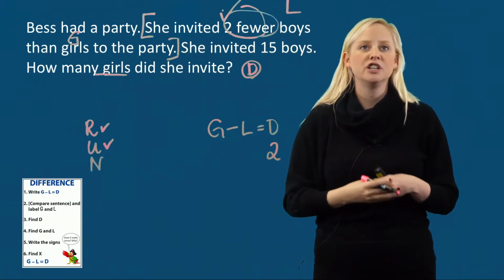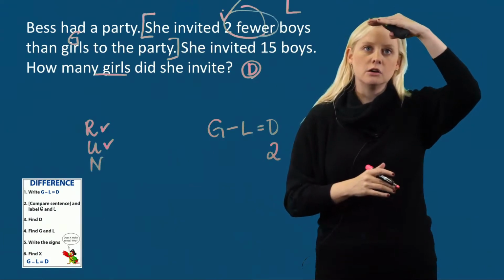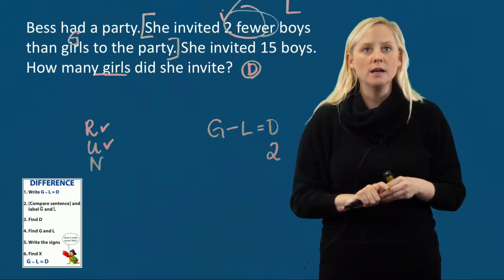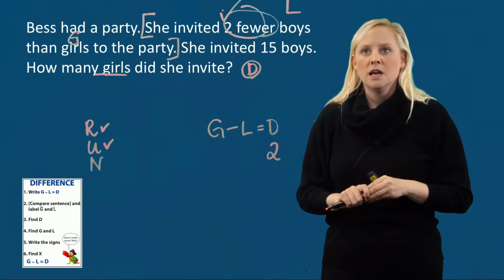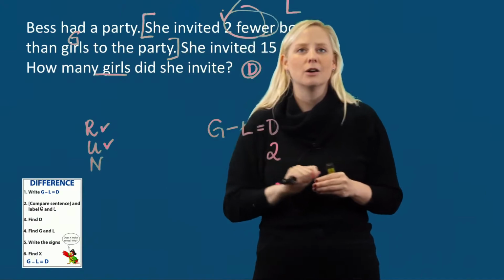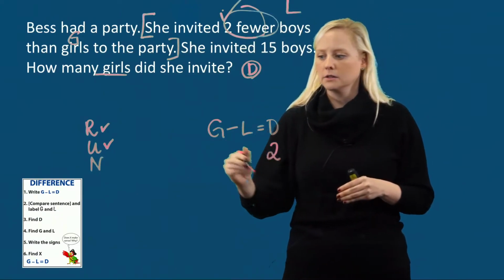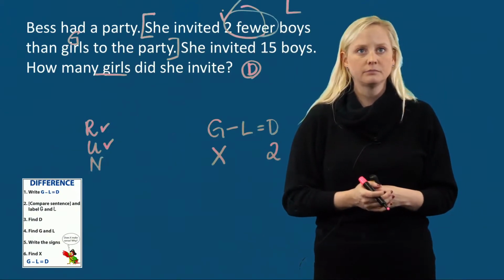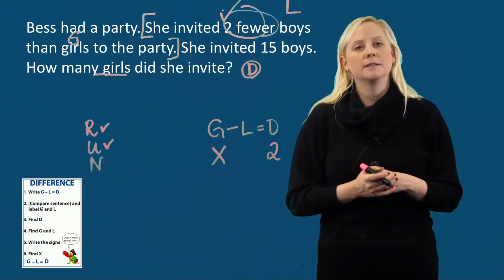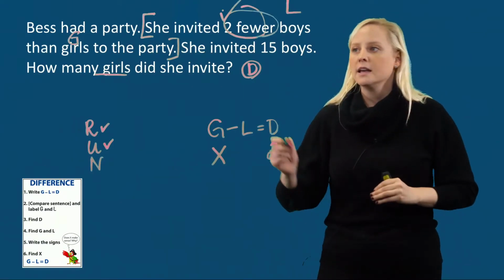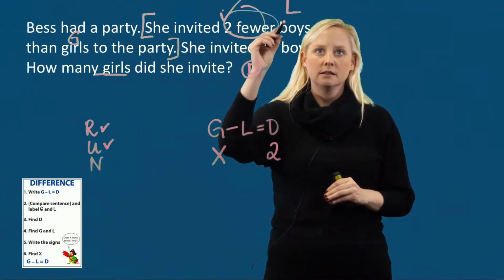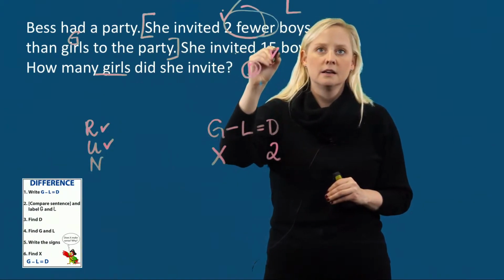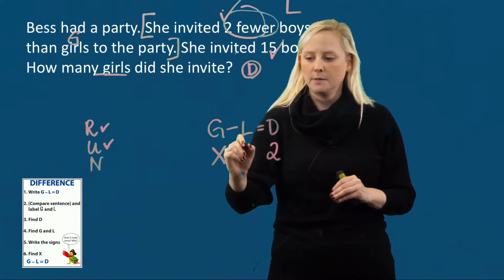Step 4 is to find G and L. We've identified that G is the girls and L is the boys. So now we need to figure out which numbers correspond with boys and which number corresponds with girls. Here, it's asking me how many girls. I don't know how many girls, so that means I need to put an X under G to identify my missing information. Our next amount is boys. Boys is the amount that's less. So here we see that 15 is the number of boys. So I'm going to put 15 here.